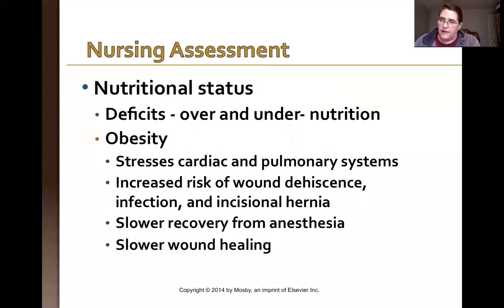Okay, nutritional status is a big one. We're going to assess for both undernourished and overnourished. So if we have obese patients, we know there are some risks that go with this. We know that obesity stresses the cardiac and the pulmonary systems. We know that there's an increased risk for wound dehiscence, for infection, and incisional herniation. We also know that there is a slower recovery time from anesthesia because anesthesia likes to go into all those fat cells, and it takes a while for it to come out. And just in general, there's slower wound healing. So those are all things that go along with obesity.